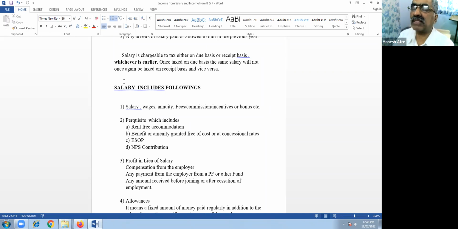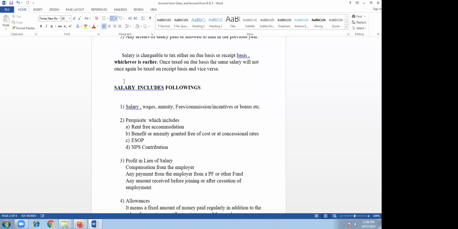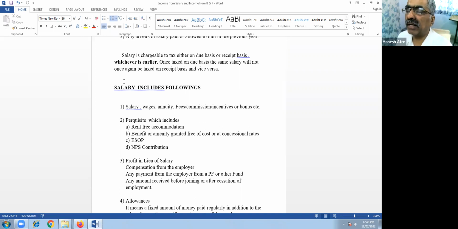But in both cases, try to understand, it is income from salary because it is income from employer to the employee, and the relationship is of employer and employee. So now this is very clear. Salary includes salary, wages, annuity, fees, commission, incentive, bonus, etc.